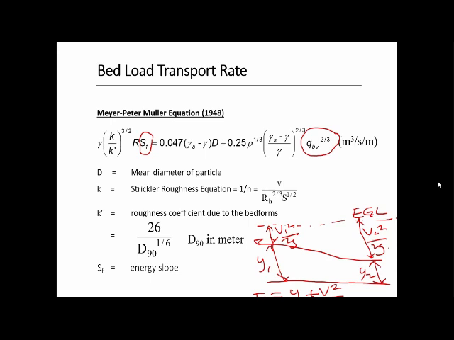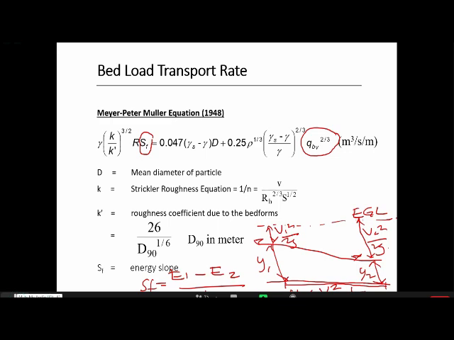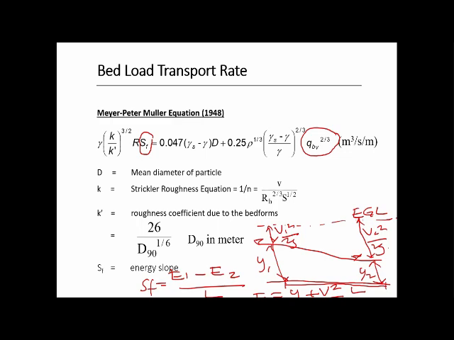So kalau you ada a distance of this, let's say a river with a L distance, then you can calculate the SF, the energy slope, which is equals to your E1 minus E2 divided by L. Masih ingat lagi this diagram? So this is a very famous diagram to calculate the energy slope. Okay.